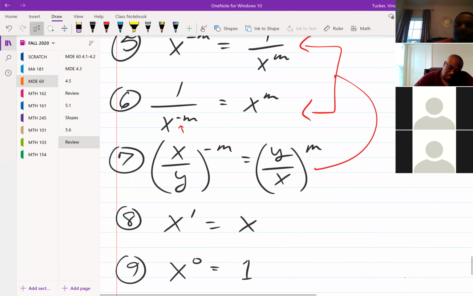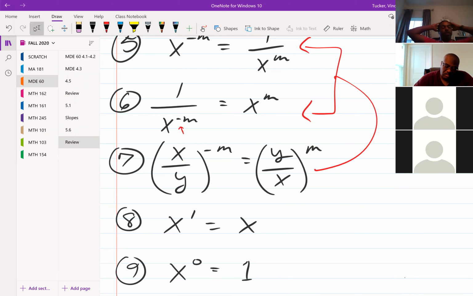Anything to the first power is itself. Anything to the 0 power is 1.